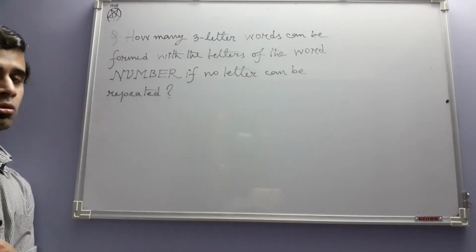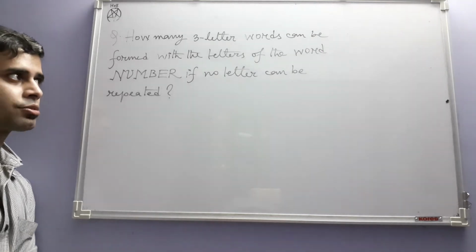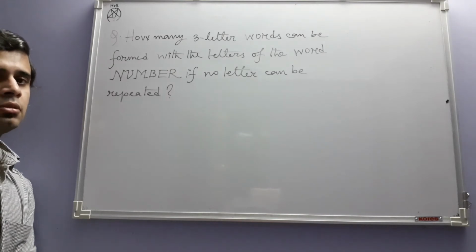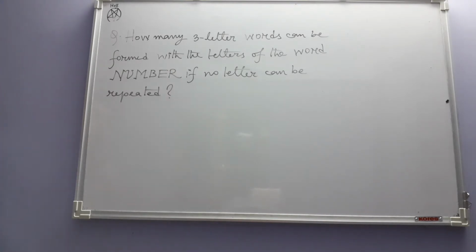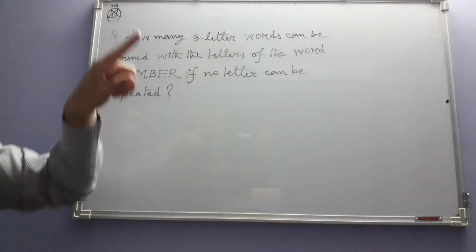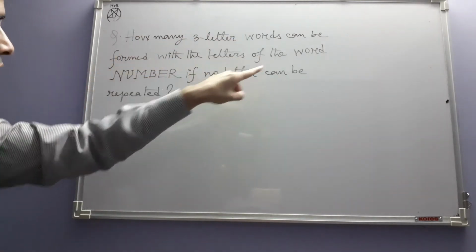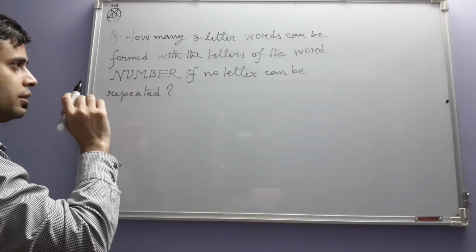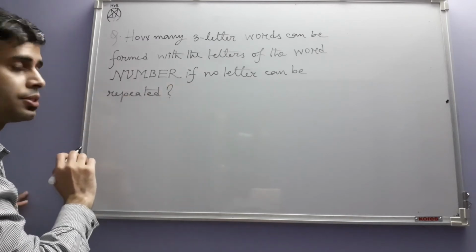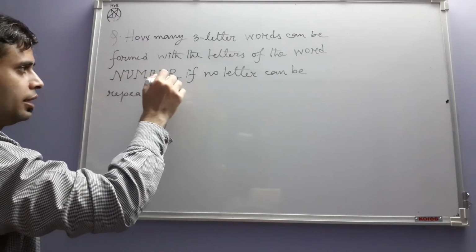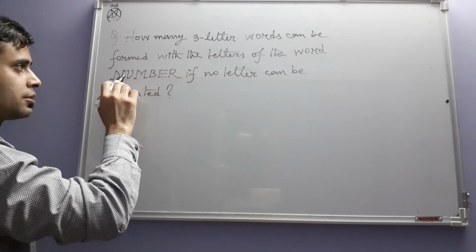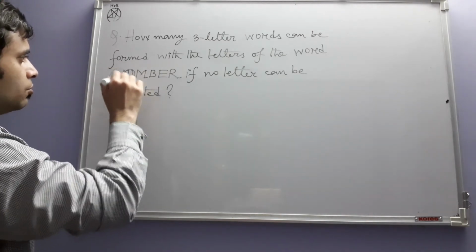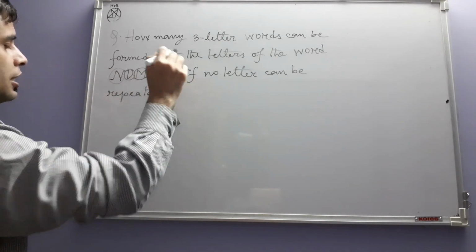We already know how to solve the problem. We only just want to use the notation NPR and the formula we have found out for it. So how many three letter words can be formed with the letters of the word number? Now first of all, you see whether the letters in this word are distinct. N appears only once. U once, M, B, E, R. They are all distinct. So how many letters? 1, 2, 3, 4, 5, 6.